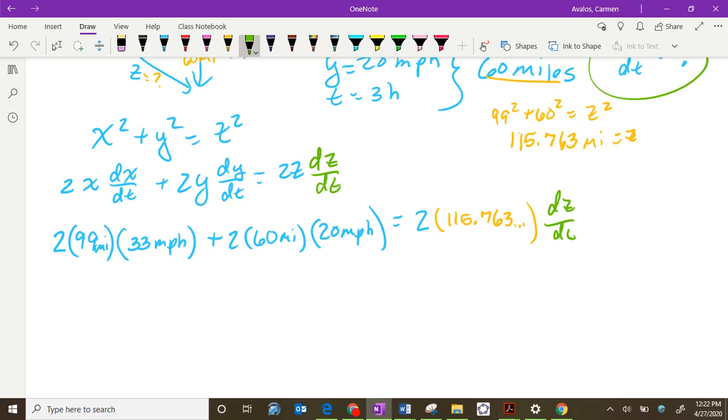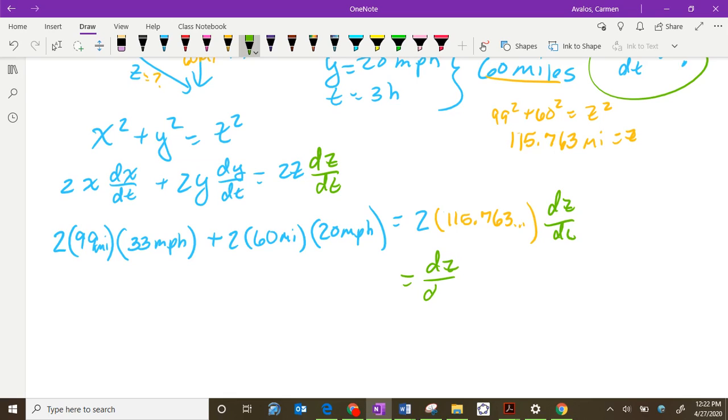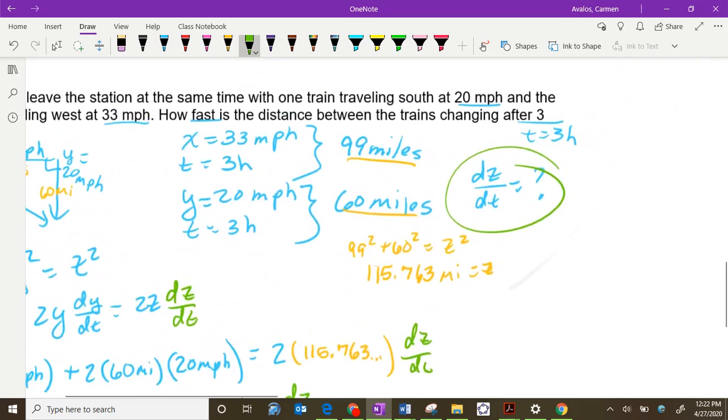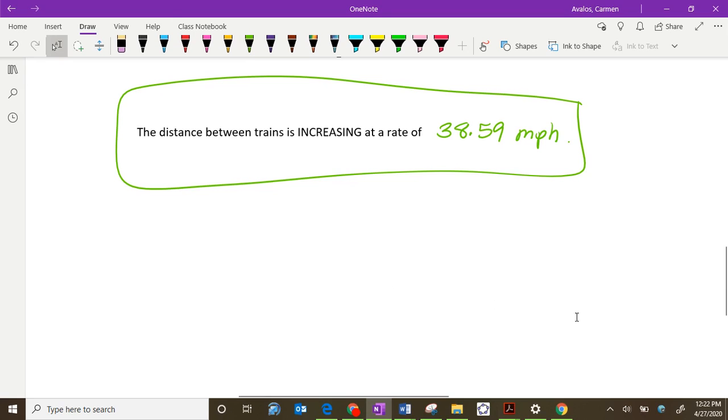Everything else is filled out, so we just do some calculations, and when you solve for it, dz/dt is approximately 38.5875 miles per hour. It's approximate because we rounded. Then you need a sentence. The distance between the trains is increasing, because it's positive, at the rate of about 38.59 miles per hour. And that is your problem. Very good.